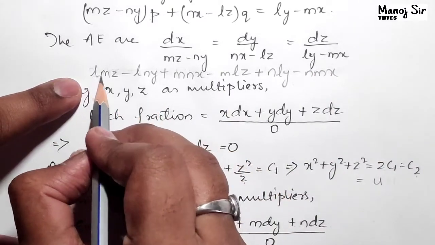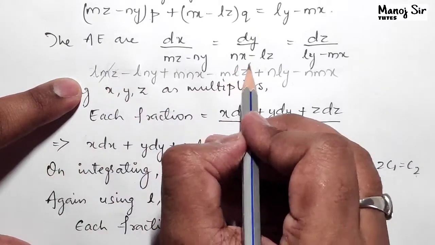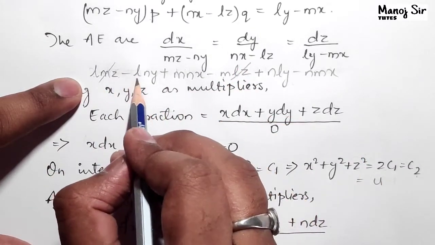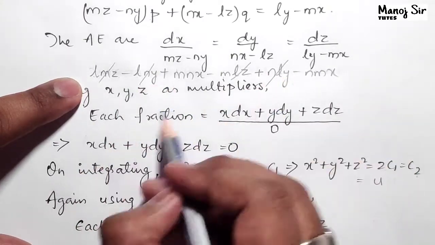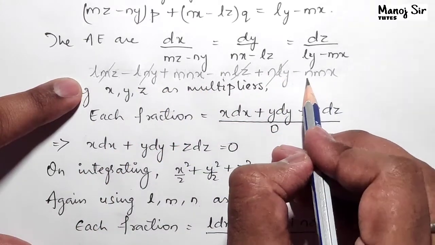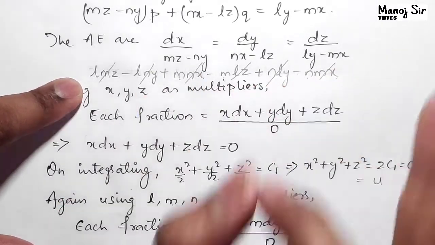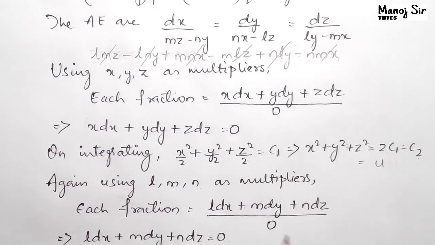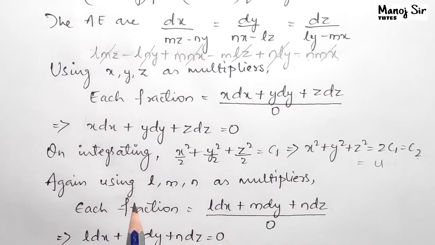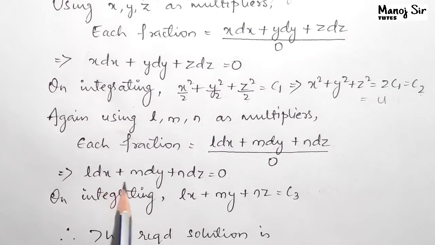Here you can see LMZ, LMZ, negative, this is positive. Both will get cancelled. Here we have L and Y, positive, this is negative. These two also get cancelled. MNX, MNX, this is negative, this is positive. Both will get cancelled. So what is left? 0. So simply write 0 into 0 in the denominator part. Now take this 0 to the left hand side, you will get L dx plus M dy plus N dz equals to 0.